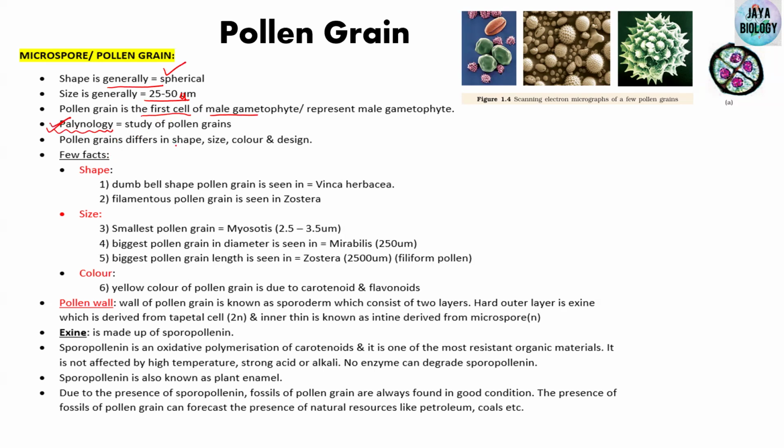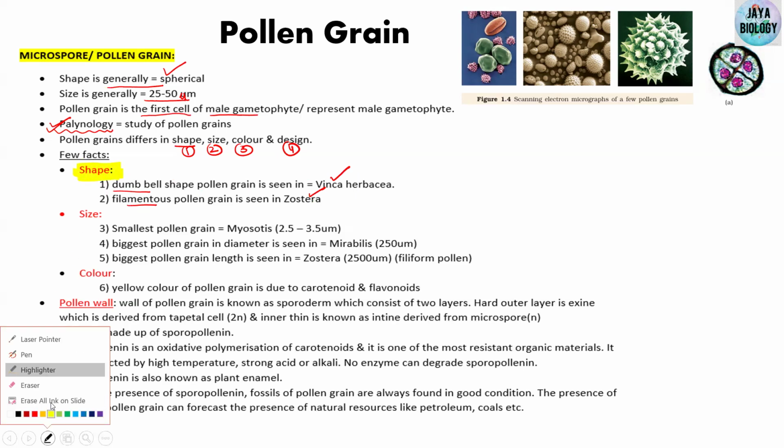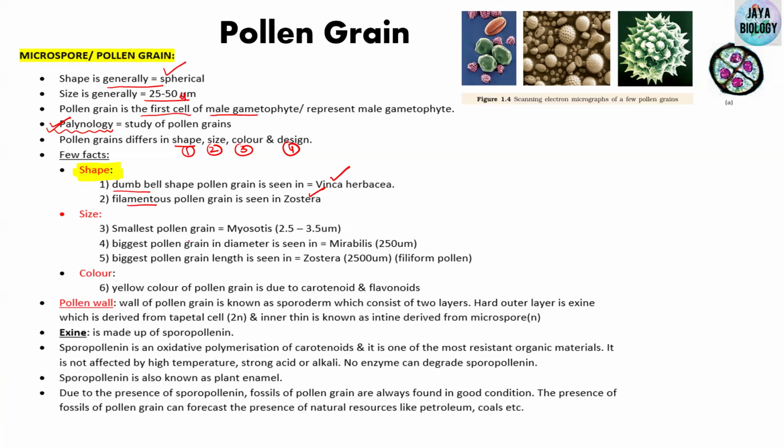They differ in shape, they differ in size, they differ in color, and they differ in design also. For example, see, you will find dumbbell-shaped pollen grain in Windsor. You will find filamentous pollen grain in Jostera. So you are finding changes with respect to the shape. Clear? Then you are finding the pollen grain differ in the size also.